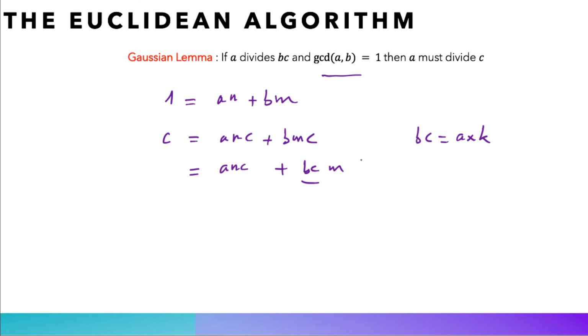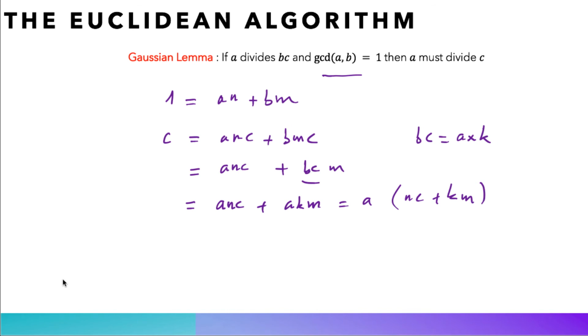But we know that a divides bc, which means that bc is equal to a times a certain integer k, and now if we replace bc by a times k, one gets that this is equal to anc plus akm, which can be factorized by a. This is equal to a times nc plus km, which is a multiple of a. Hence, a divides c.